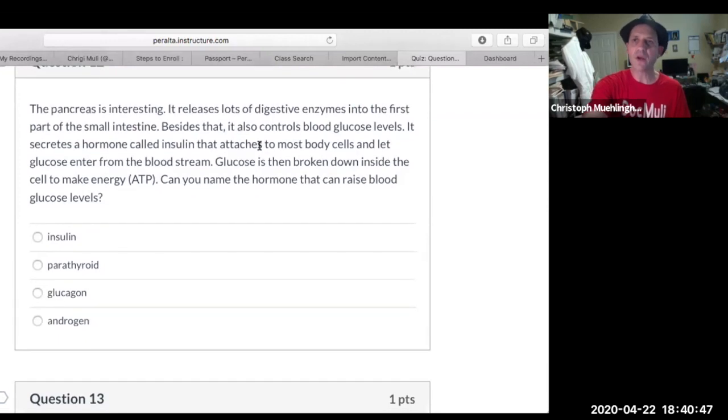Number 12, the pancreas is interesting. It releases lots of digestive enzyme into the first part of the small intestine. Besides that, it also controls the blood glucose level. It secretes a hormone called insulin that attaches to most body cells and lets the glucose enter from the bloodstream. Glucose is then broken down inside the cells to make energy, which is our ATP. Can you name the hormone that can raise the blood glucose level?